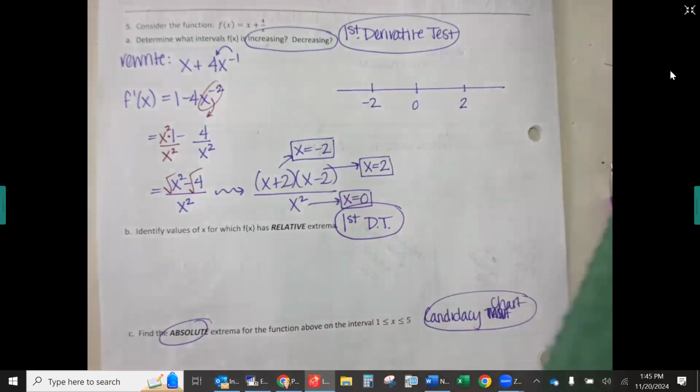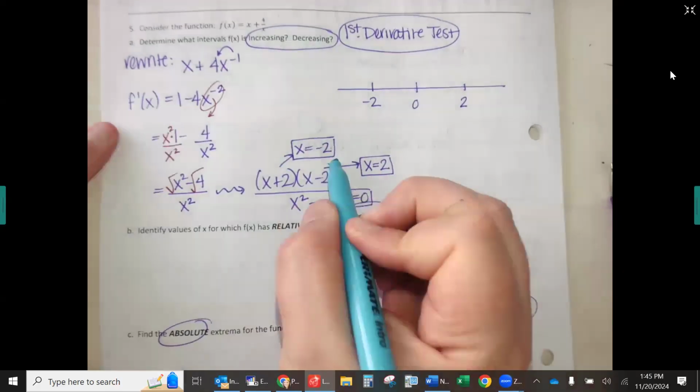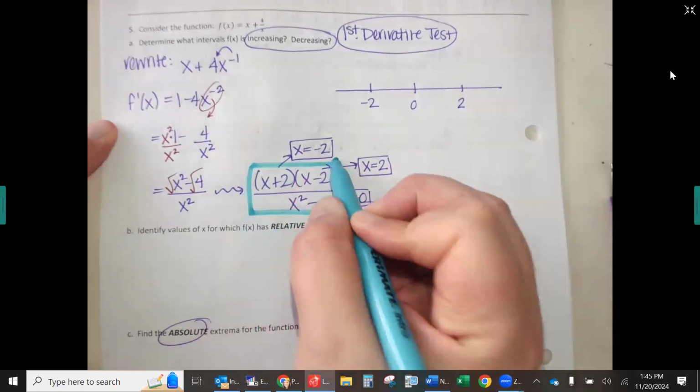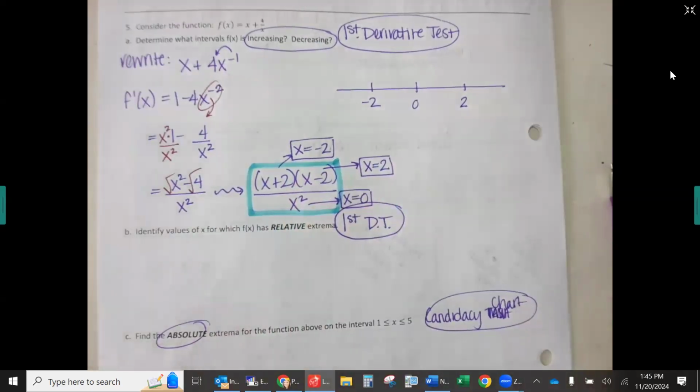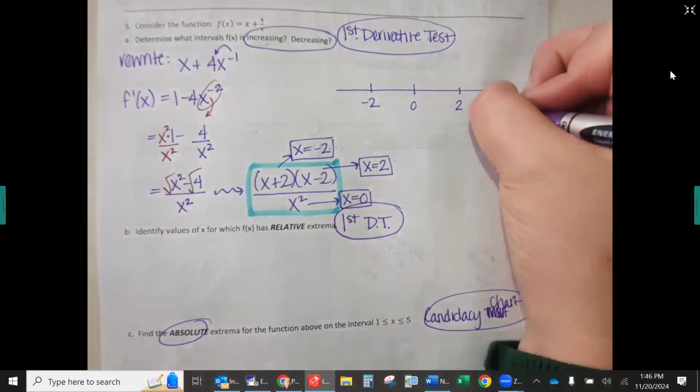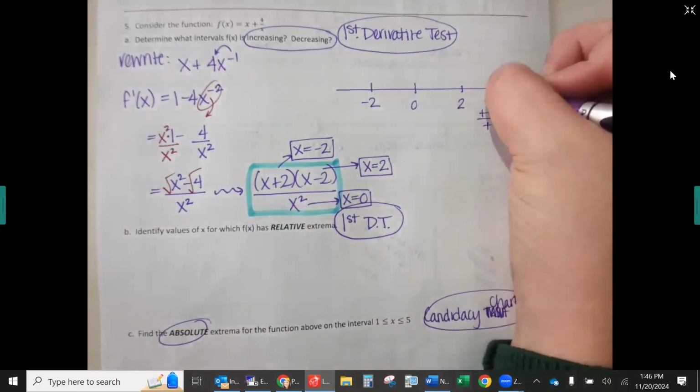You're plugging into, be careful, this whole piece right here. So if I plug into 10 minus 2, how's it going to come out? We don't care about the number, just the sign. Positive. What about 10 plus 2? Positive. What about 10 squared? So it's plus plus divided by plus. Overall plus.